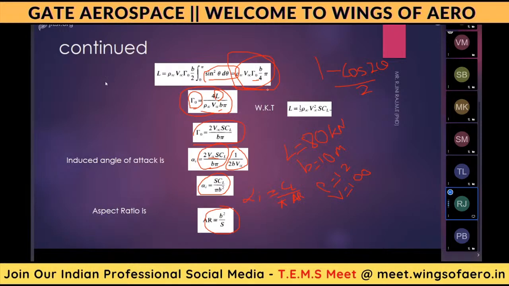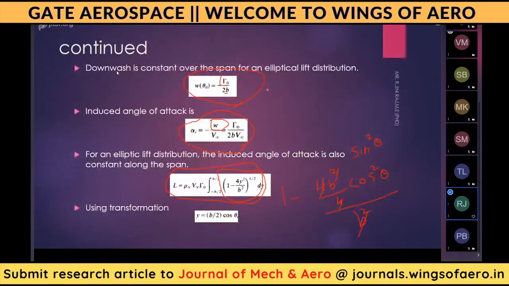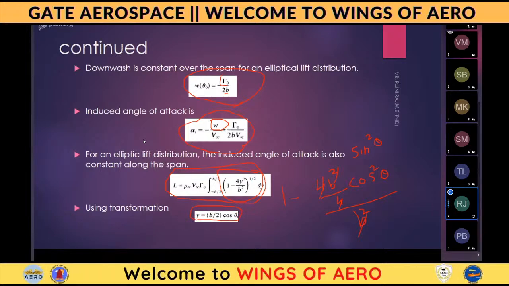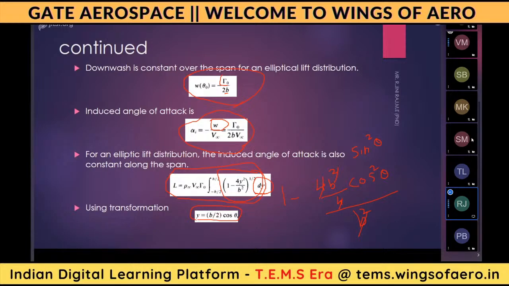That value only, we need to use that transformation, because if you want to apply the transformation, we need to do two things. First, y equal to b by 2 cos theta, we need to substitute here. And after that, we know here one more term is there, that is dy. The dy term, we need to apply the dy term also. So for the dy term, we need to differentiate this y.